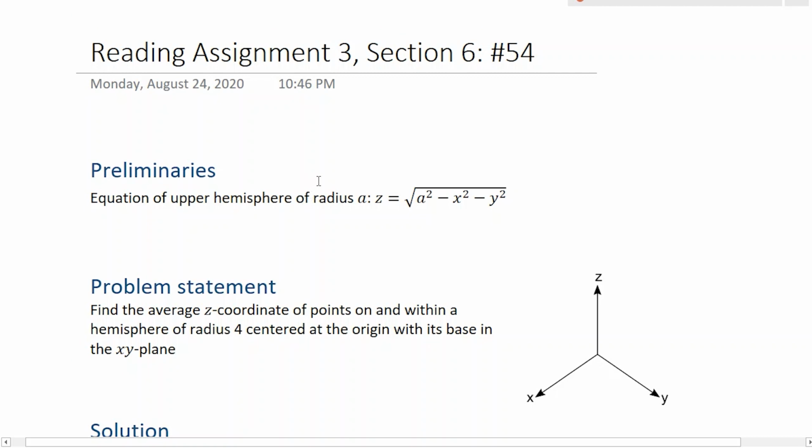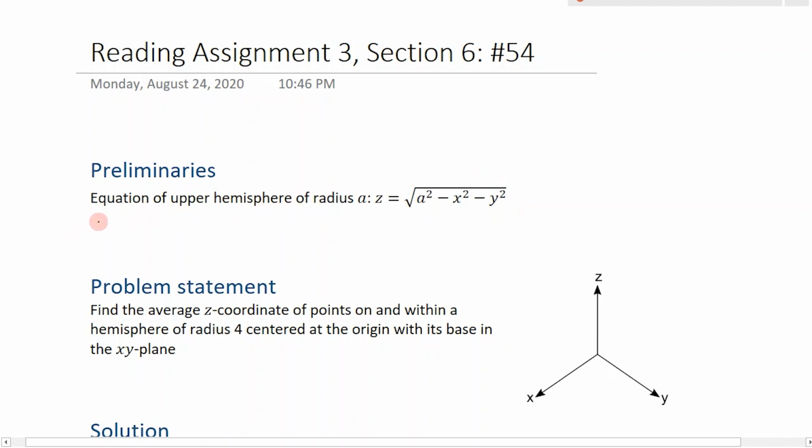The question I want to do is question 54 in Reading Assignment 3, Section 6. But before I do this question, I want to convince you of something. This is the fact that the equation of the upper hemisphere of radius a is given by z equals the square root of a squared minus x squared minus y squared.